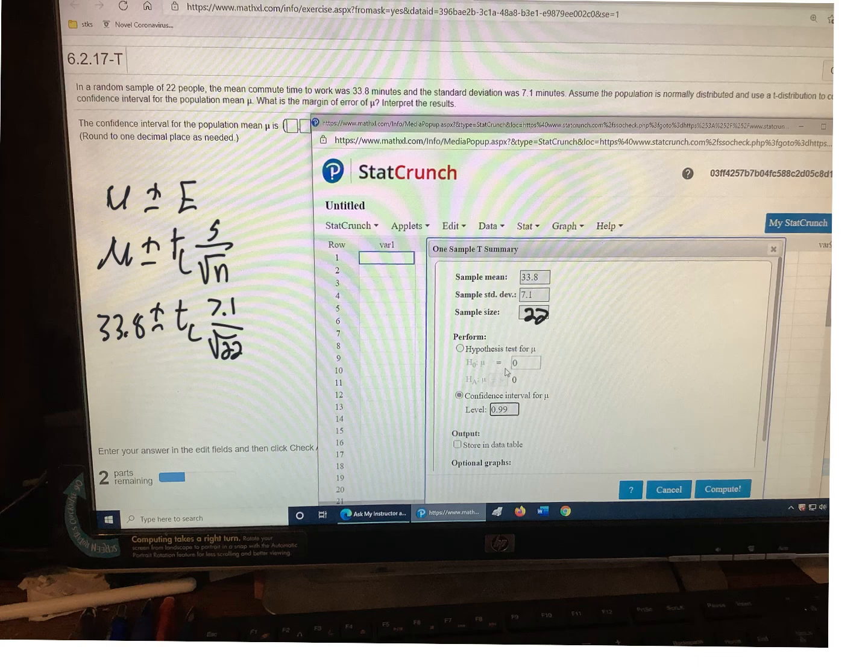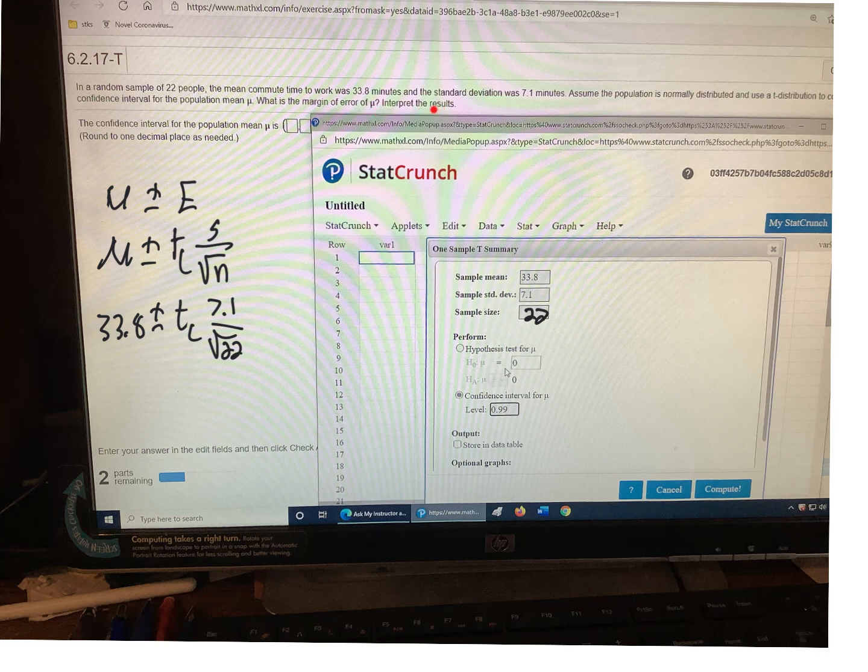So I saw your email, the question in the email from 6-2. In a random sample of 22 people, so your sample size is 22, the mean commute time to work was 33.8 minutes, and the standard deviation 7.1 minutes. Assume the population is normally distributed and use a t-distribution to find the confidence interval for the population mean mu. What is the margin of error?